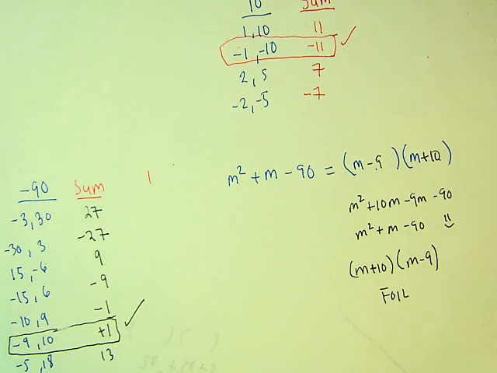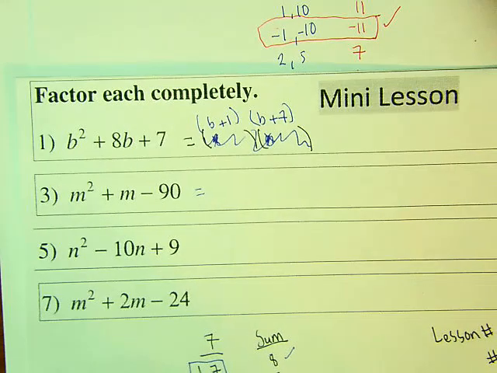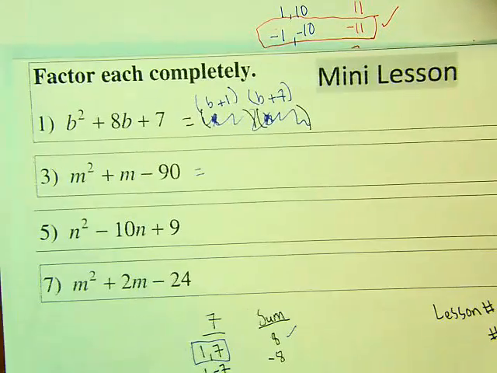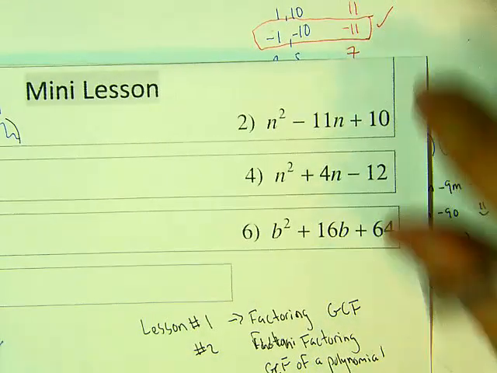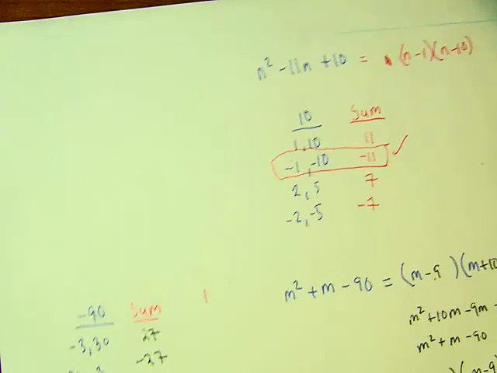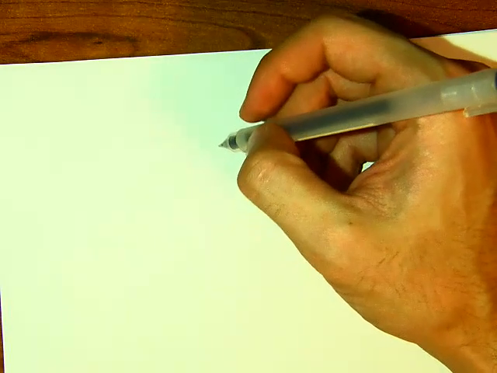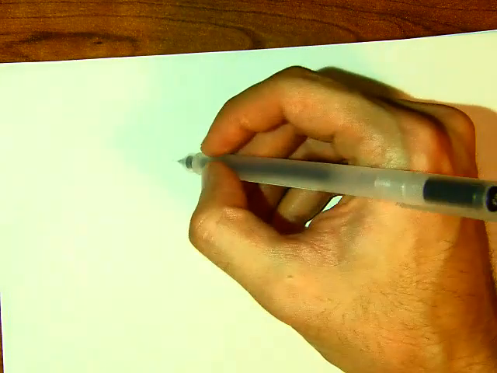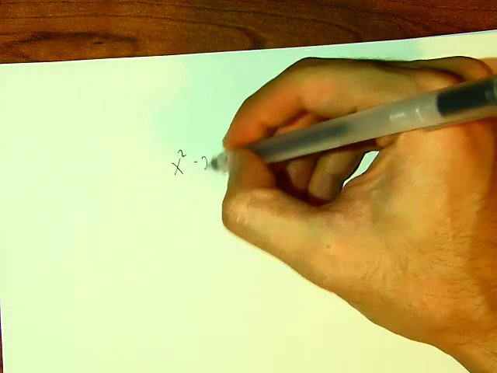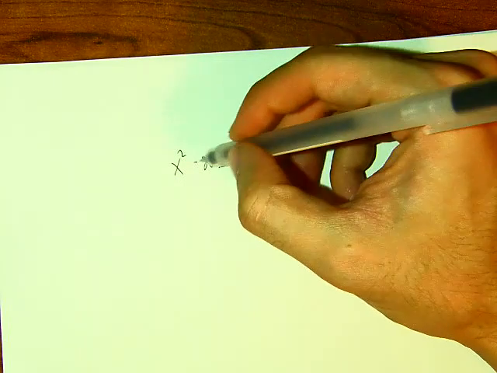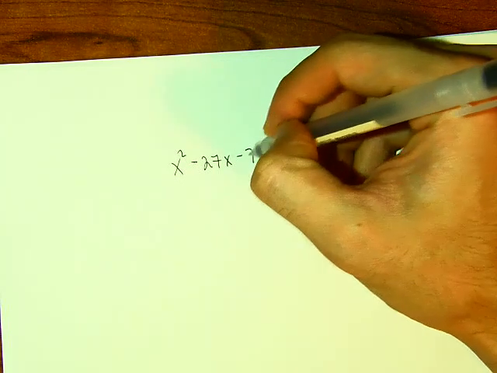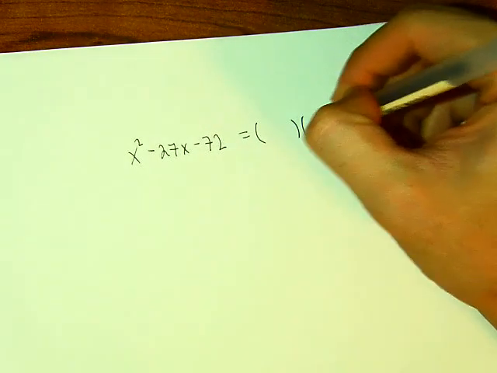So use this technique and try and solve the other ones. Pause the video and try to do these questions. And here what I'll do is I'll write some more difficult questions. They'll just make you think a little more. So let's see. If I had, for example, let's factor x squared minus 27x minus 72. What is that in two binomials? What would that be?